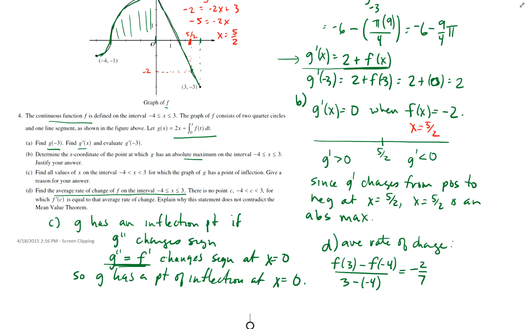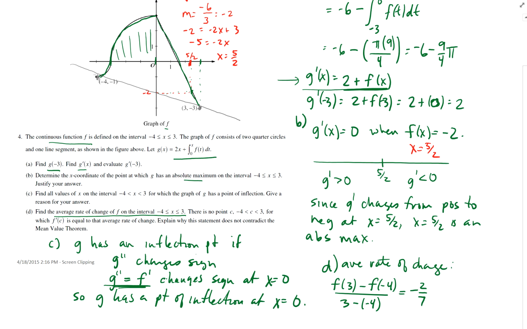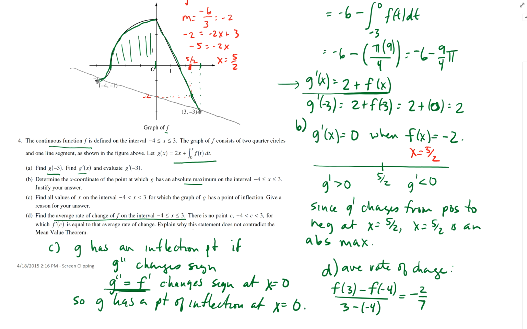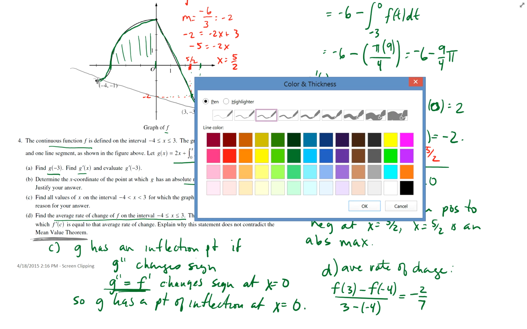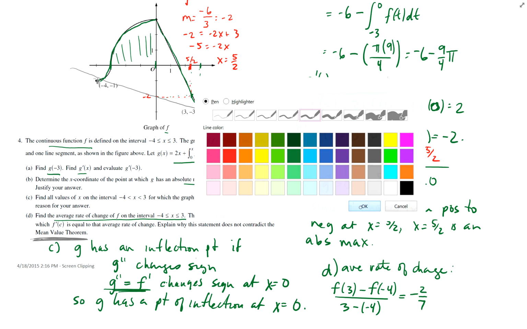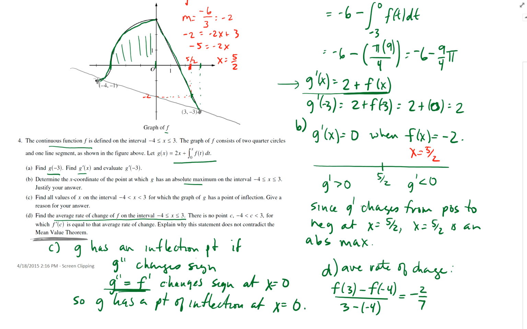That's the average rate of change of f. So if this is f, I'm going to go ahead and draw that in a different color, in this gray color. So from here to here, that's going to be this guy right here. Now remember what the mean value theorem says. This is a good real review. The mean value theorem says that there is some point on the curve that I should be able to draw a tangent line to and have it be parallel to this.